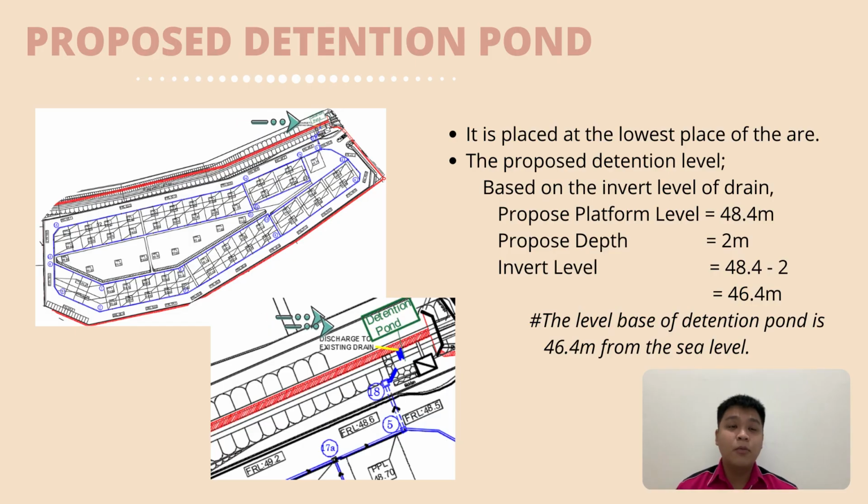Okay, for the proposed detention pond, it is placed at the lower place of the area, and the proposed detention pond level is based on the invert level of drain. Proposed platform level is equal to 48.4 meter, and the proposed depth is 2 meter. Therefore, the invert level will be 46.4 meter. The level base of detention pond is 46.4 meter from the sea level.